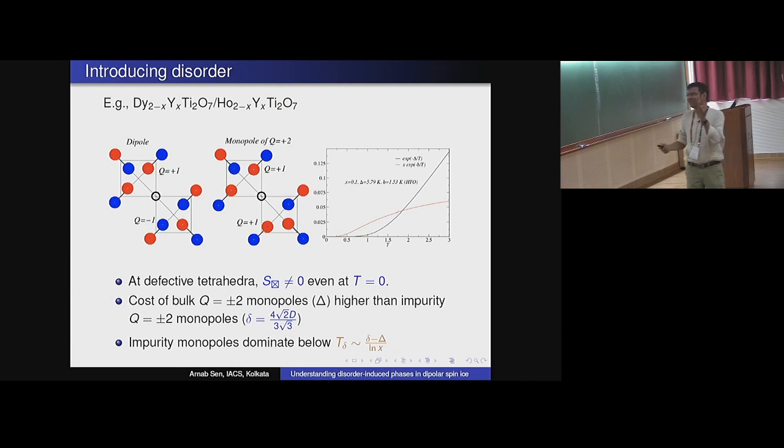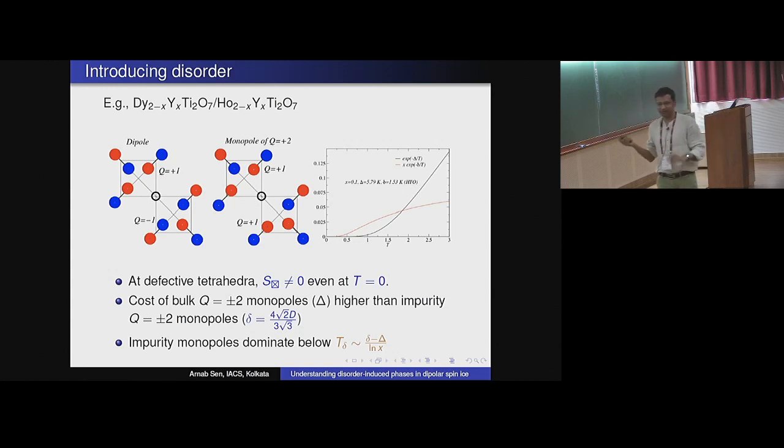But then you can easily imagine, because this is like an electrostatic problem, that the dipole is lower in energy compared to the monopole. And you can estimate this energy gap, which is something like this in terms of the microscopic parameters of your theory. And then if you are at a temperature scale much lower than that, then basically it's much more favorable to have dipoles compared to monopoles.